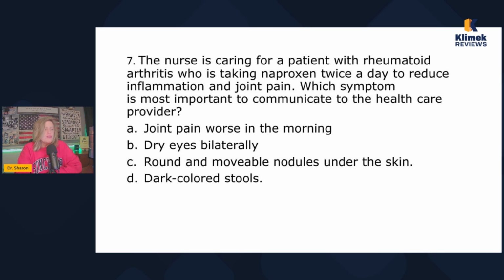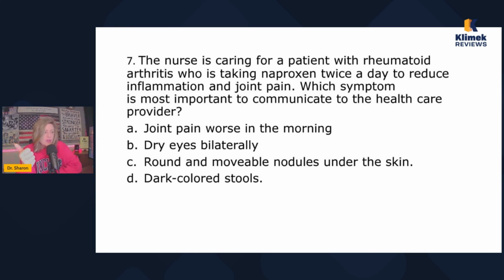So whenever they give you one patient with the disease in the question, it's rheumatoid arthritis. And then they say which of the following symptoms is most important to communicate, or which are you most concerned about, or which requires immediate intervention. You say, well, I'm going to be most concerned about the unexpected finding. I'm going to call the doctor about the unexpected finding. So they've got rheumatoid arthritis, right? So which one of these is unexpected?